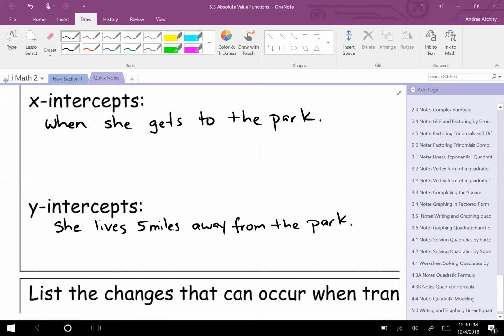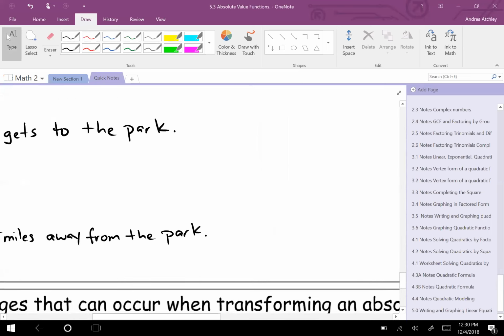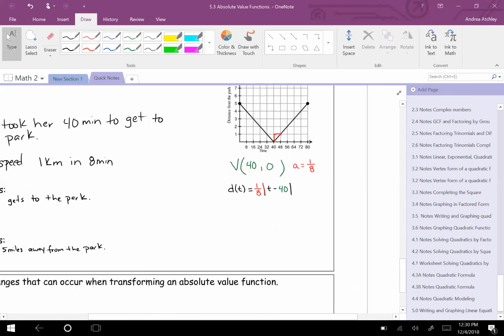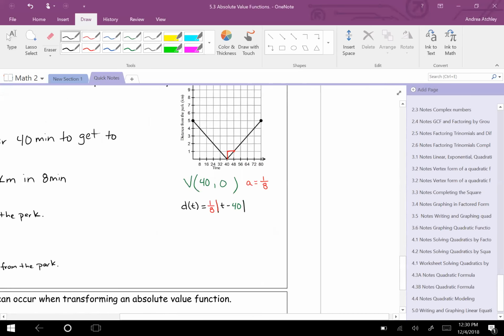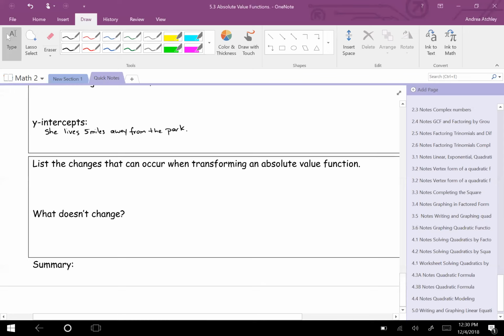Okay, also from the graph, you can tell that it took her the exact same amount of time to get back, right? Same time to get there, same time to get back, because it ends at 80 minutes. So she's running very consistently at that speed. Okay, I want you guys to fill in this. List the changes that occur when you transform an absolute value function, and tell me what doesn't change.